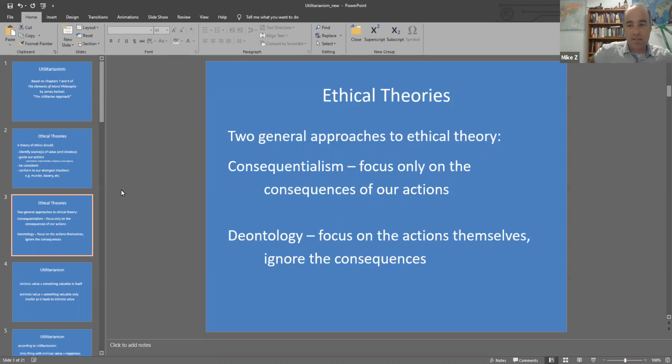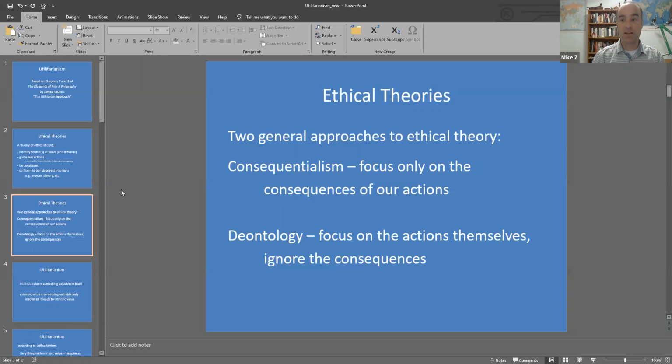The first one, maybe a little more straightforwardly named, is consequentialism. So it's focusing only on the consequences of our actions. When we're trying to figure out what the right thing to do is, what do we pay attention to? The consequences of our actions. According to this approach, it doesn't really matter how we get to those consequences, as long as the consequences are good. We're maximizing the good consequences, minimizing the bad consequences, and then we're doing the right thing.